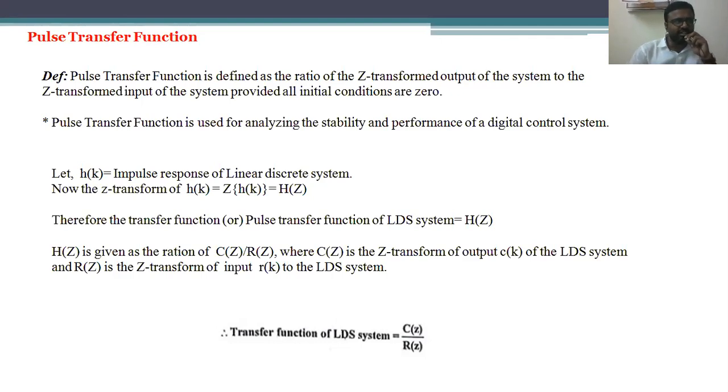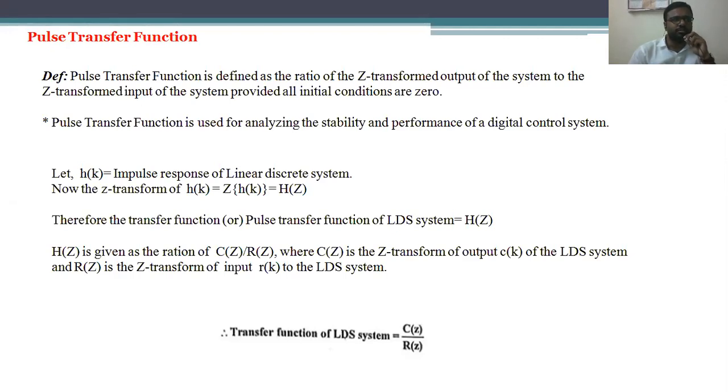In the definition itself, we are able to observe that it is nothing but the ratio of the output of a system to the input of a system. But just taking the ratio is not the pulse transfer function. We are going to apply the Z transform to the input function and output function, and later on we are going to frame the ratio of the output of the system to the input of the system, which is going to yield the pulse transfer function. But we have to see that the initial conditions for the system must be zero.